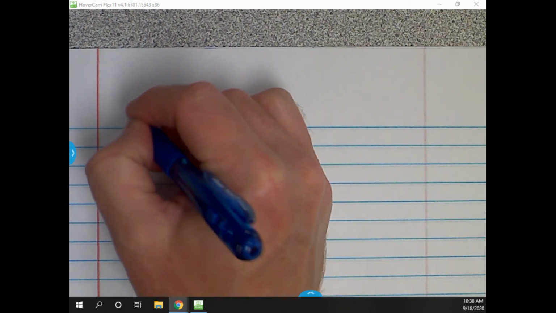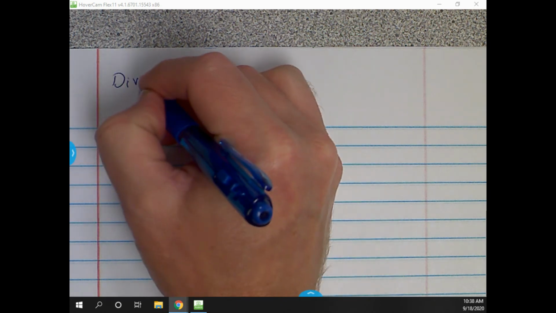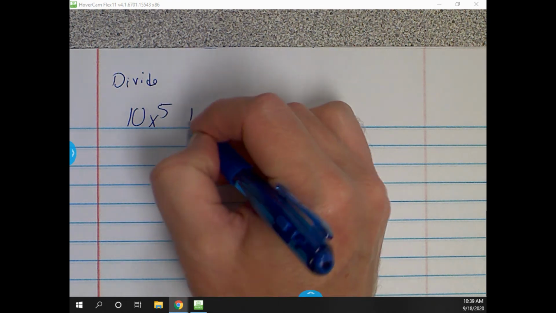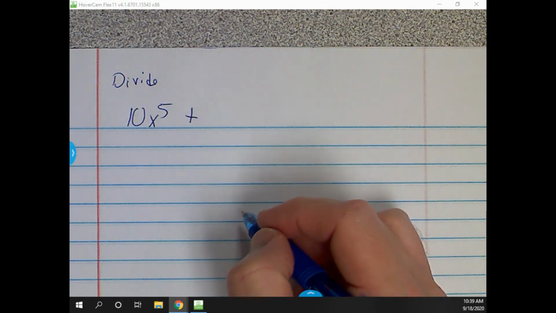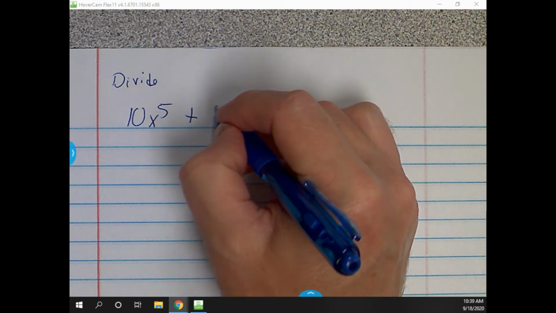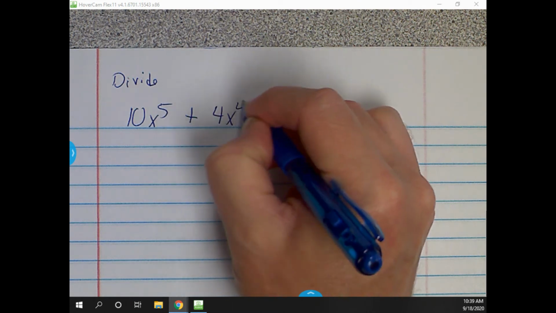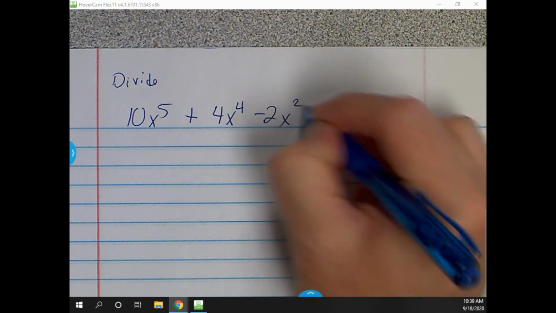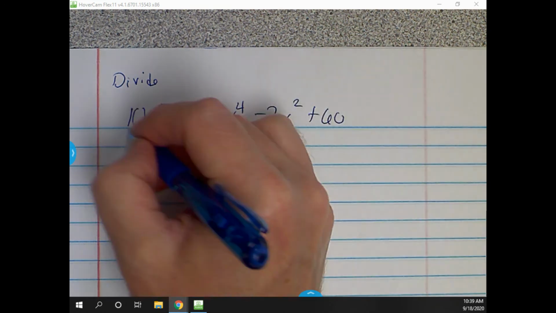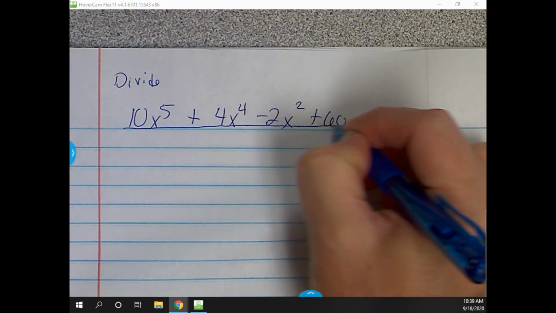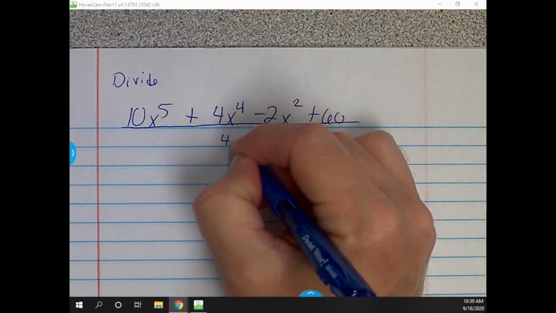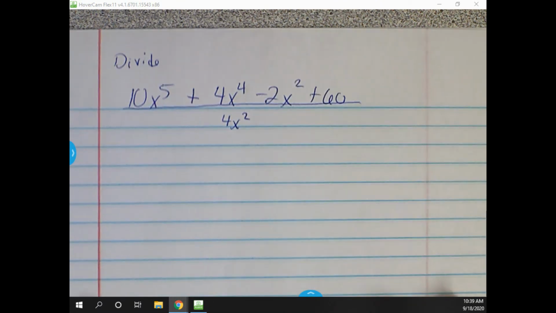It might have been something like this. Let's go 10x to the 5th plus 4x to the 4th minus 2x squared plus 60. And maybe I'd divide that by 4x squared.